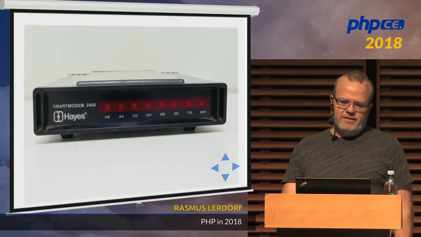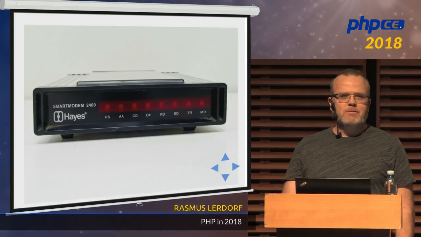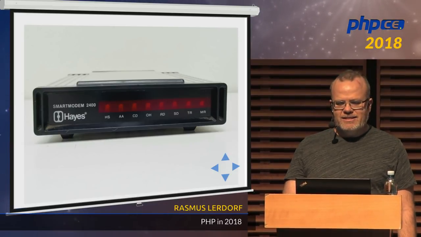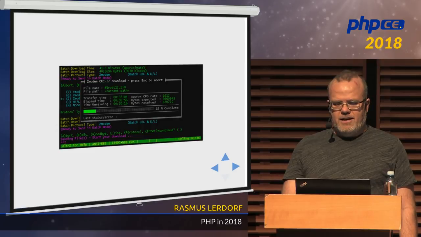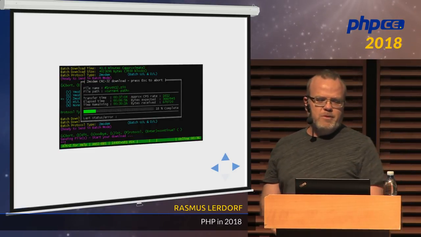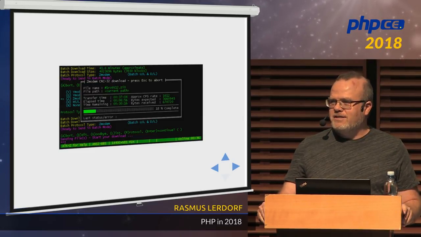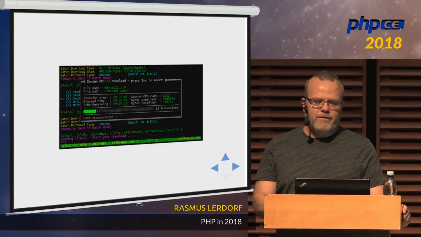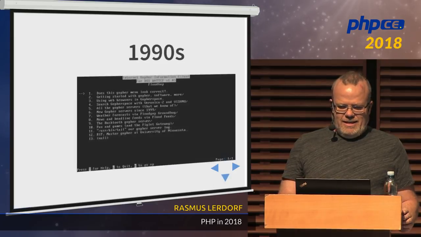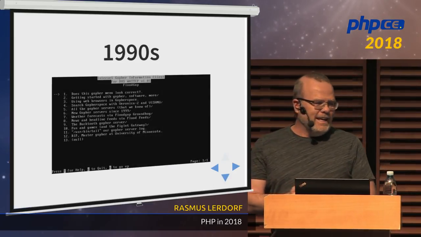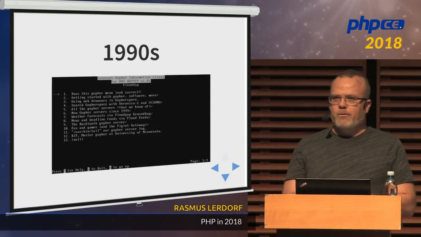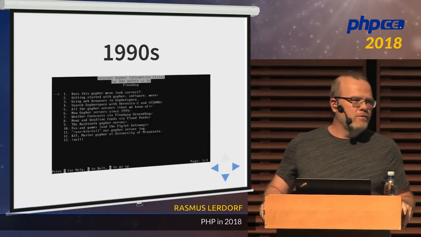I had computers like this, ended up buying a Hayes modem to get online in the 80s. The internet to me, when I was some of your ages, was this. Watching Z modem download very, very slowly. In the 90s, we still didn't have the web. When I went to university, there was no web.